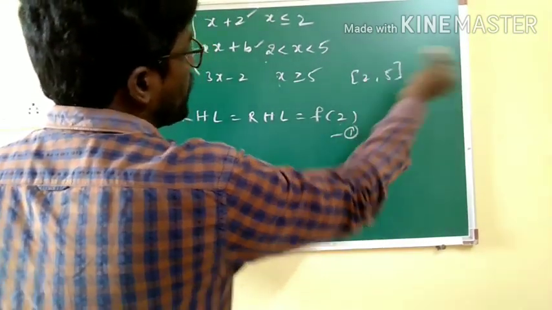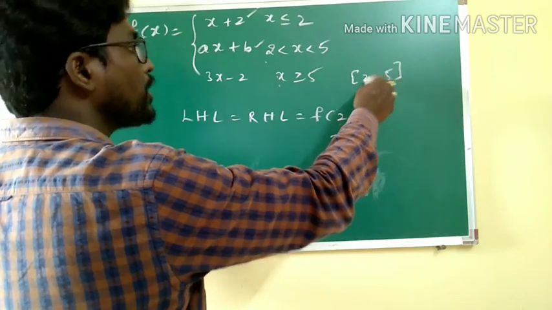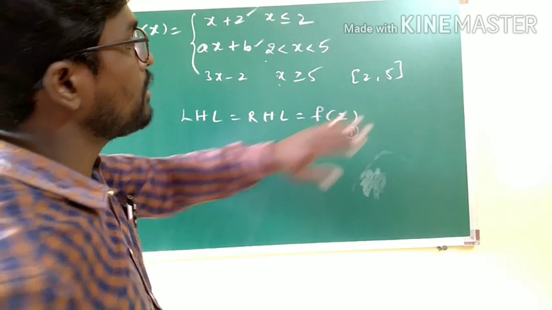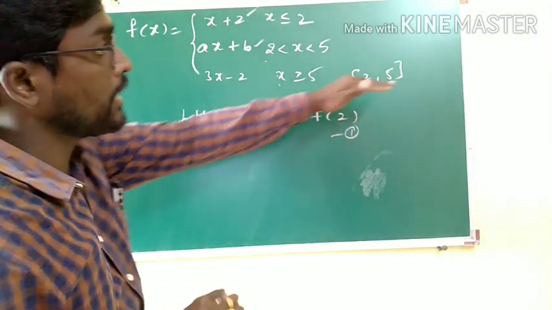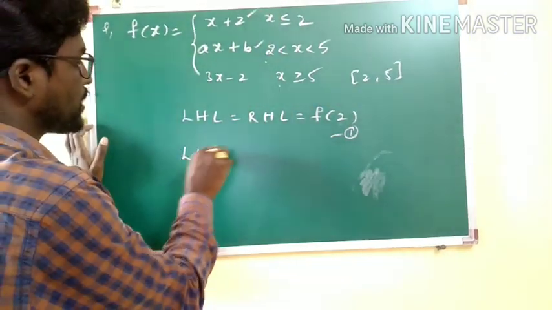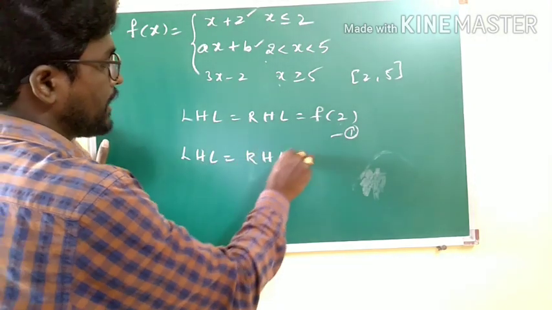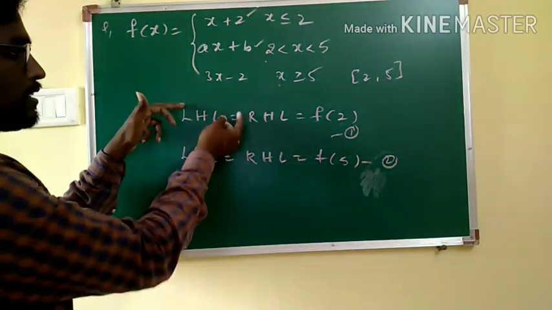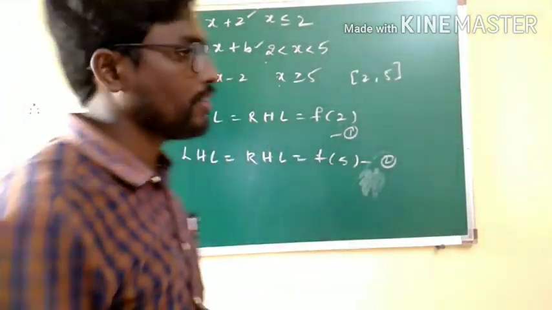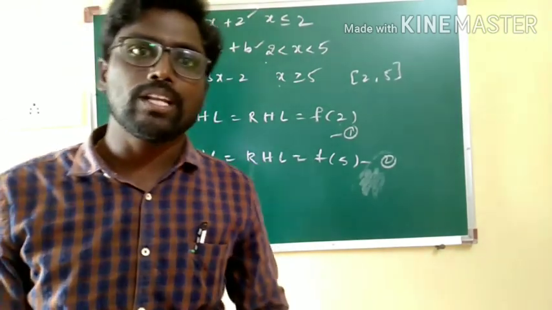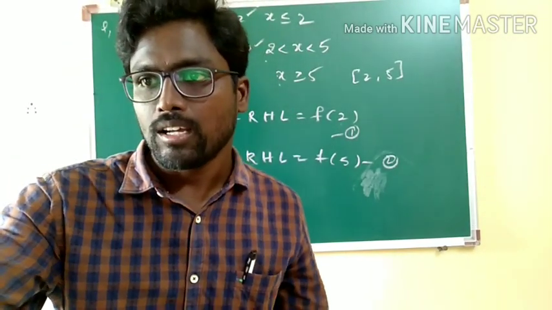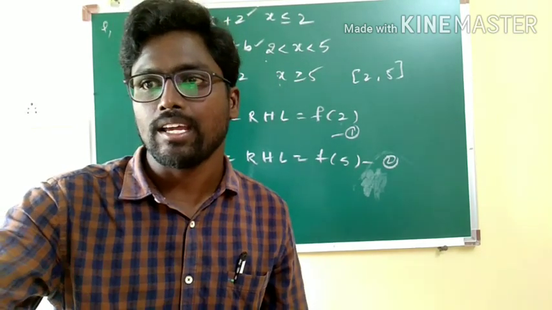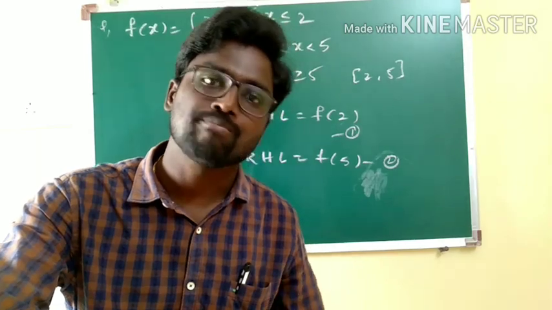That means at every point in between 2 comma 5, including 2 and 5, the function is going to be continuous. But for my convenience, I am taking the continuity at x equal to 2 as well as at x equal to 5. Also calculate the left hand limit and right hand limit at 5 and equate to f of 5. On taking these two equations, you will be getting 2 linear equations in a and b. On solving them, you will be getting the required output: a value as 3 and b value as minus 2.